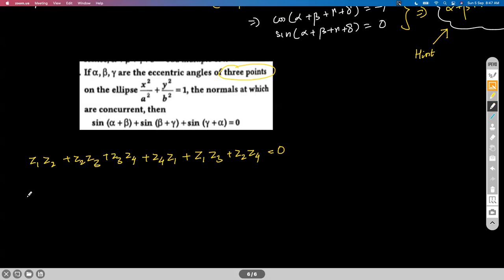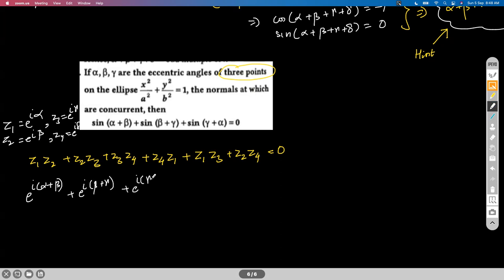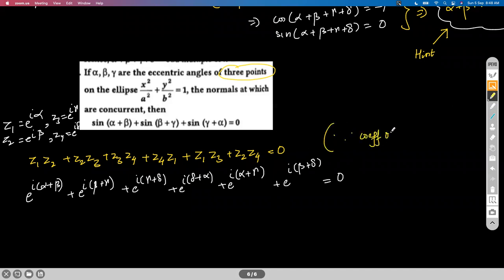So what does it tell you? If you start writing Z1 as e to the power i alpha, Z2 as e to the power i beta, Z3 as e to the power i gamma, and Z4 as e to the power i delta, can I say that e to the power i(alpha plus beta), e to the power i(beta plus gamma), e to the power i(gamma plus delta), e to the power i(delta plus alpha), e to the power i(alpha plus gamma), and e to the power i(beta plus delta) should sum to zero, correct? Because the coefficient of z square in the biquadratic was zero.